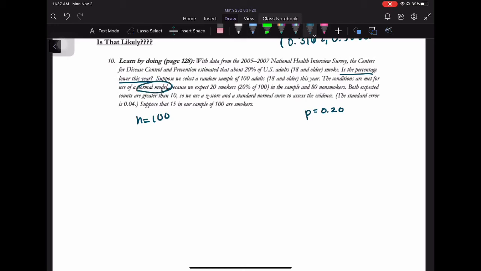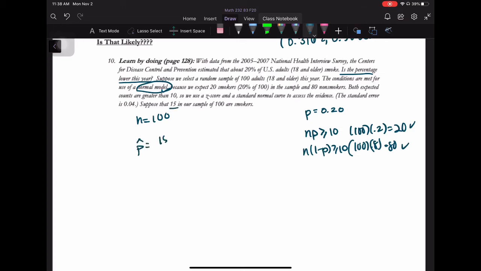This means that the normal condition has been met because we have 100 times 0.2, which is 20. So we expect 20 smokers, which means that we're going to have 80 non-smokers. And those are both greater than 10. Now, we're going to use a z-score and a standard normal curve to assess the evidence, and we suppose that 15 of our 100 in the sample are smokers. So we have an actual value of 0.15 for our p-hat.